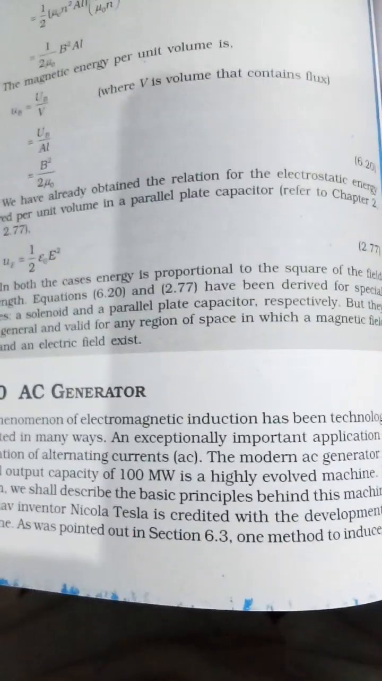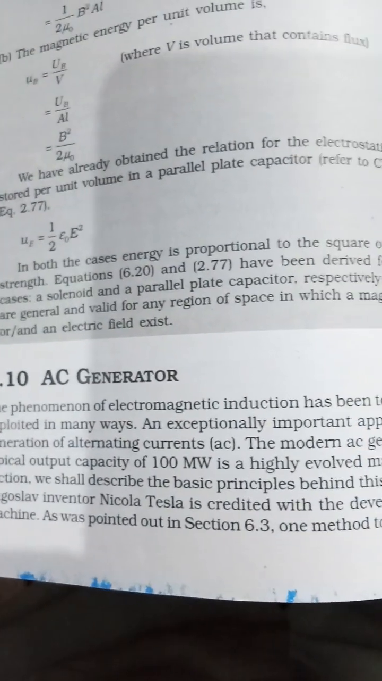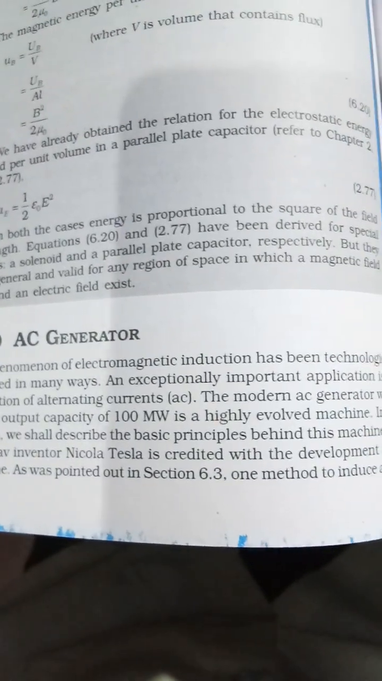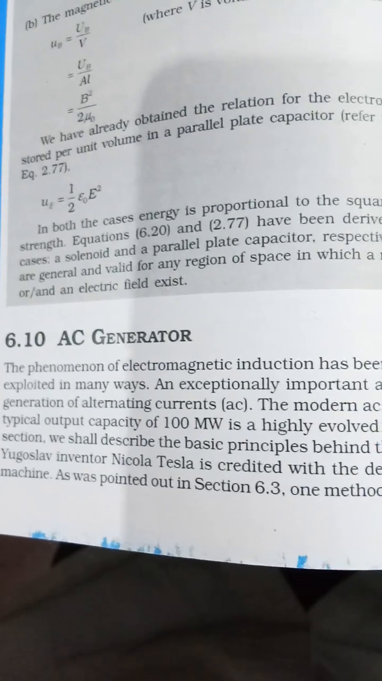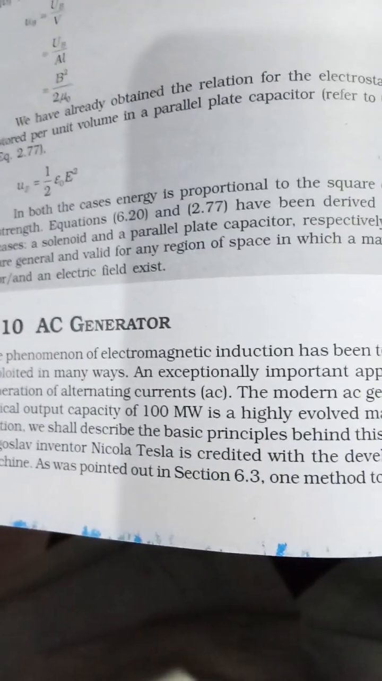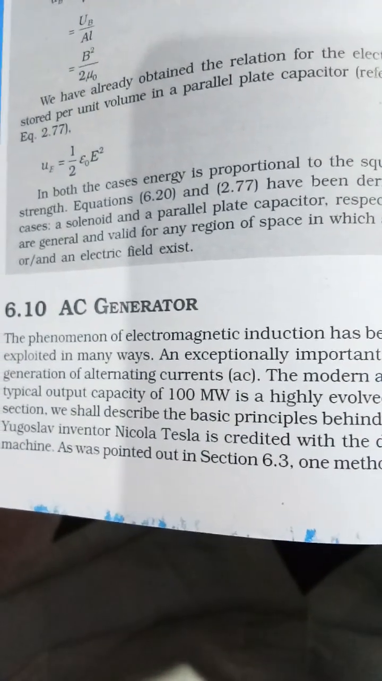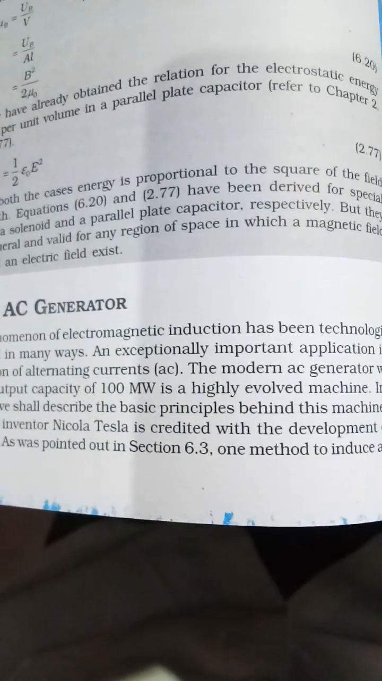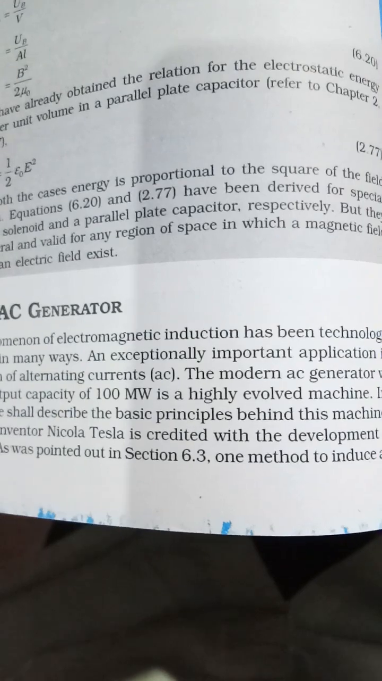AC generator: the phenomenon of electromagnetic induction has been technologically exploited in many ways. It means it can be used in many ways. An exceptionally important application is the generation of alternating currents. So it is very important for your understanding how AC alternating currents are generated by the generators, and what the function and mechanisms are within the generators.